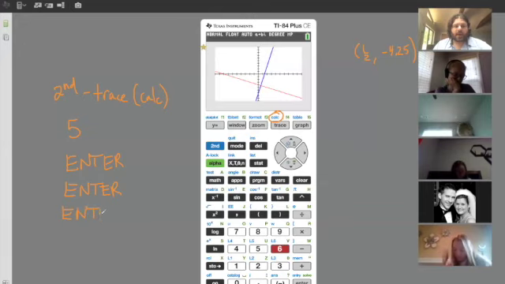Now, in another day, we may talk about how you'd hit enter, enter, and then for the third one you might have to do something before you hit enter, but we're just going to go with enter, enter, enter. That's how we're going to learn this. Second, calculate 5, enter, enter.